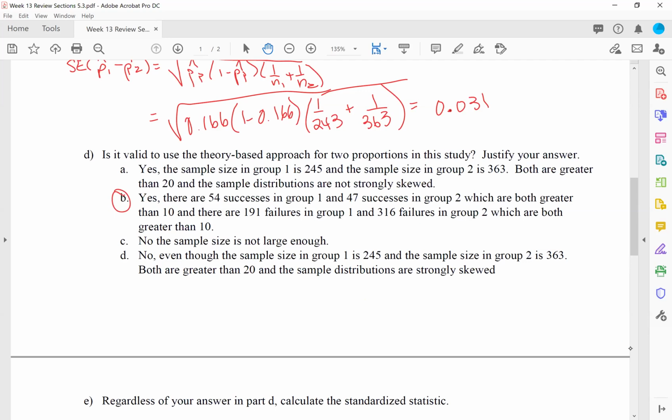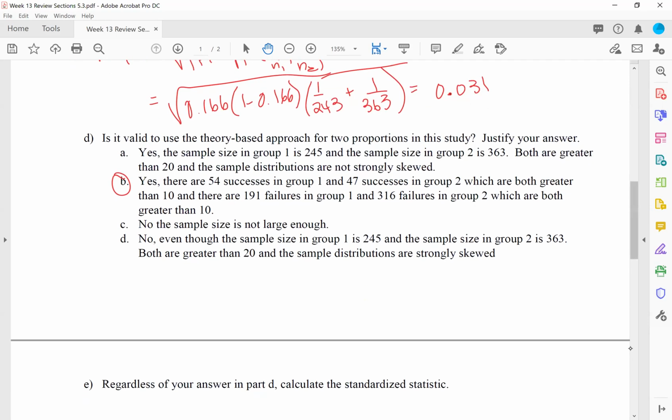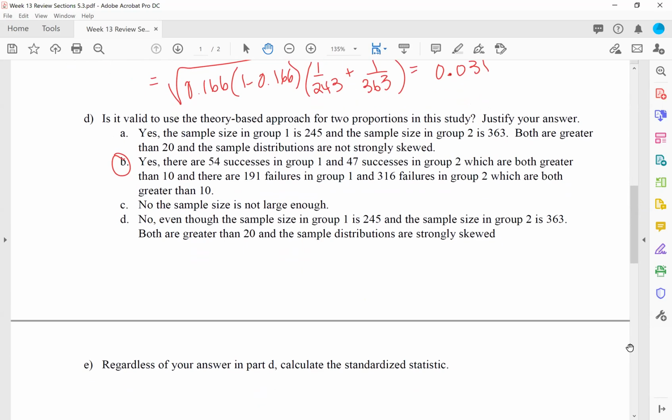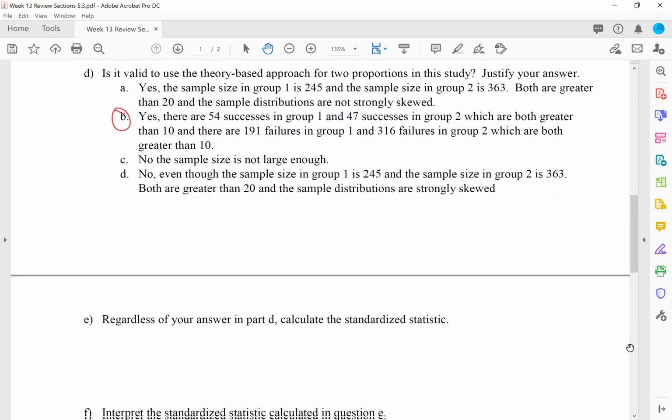Next week, we'll talk about the difference in means, and we'll be introducing this idea of whether our distributions are skewed or not strongly skewed and thinking about sample sizes. But here we're just looking for more than 10 successes and 10 failures.